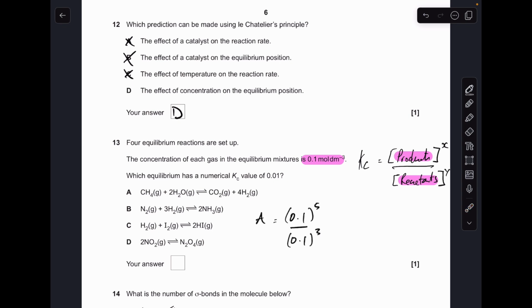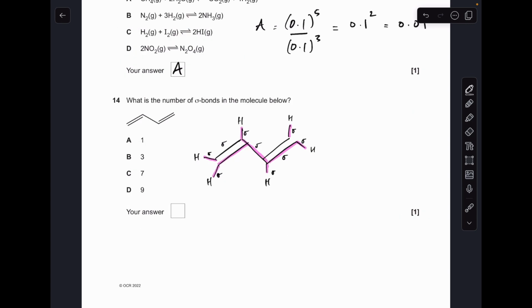So starting with A, we've got 0.1 to the power 5 on the top because the balance in numbers add up to 5 of those products, divided by 0.1 to the power 3. So we can simplify that to 0.1 raised to the power 2, which is 0.01. So that's the answer. Number 14, so I've just drawn it out to show where all the sigma bonds are, and there's a total of 9, so D was the answer.